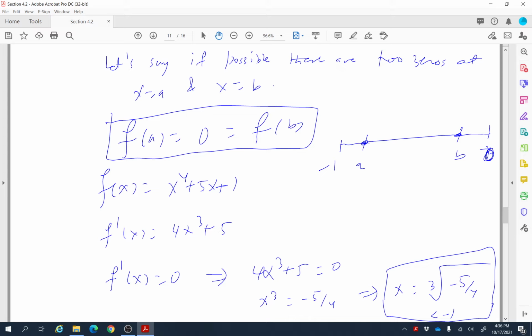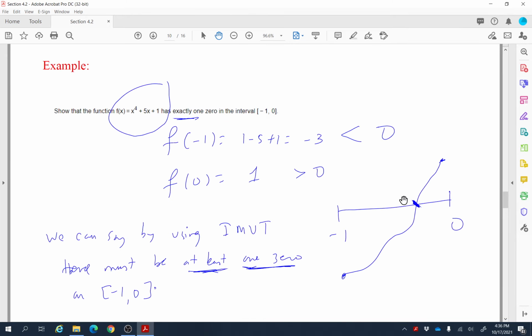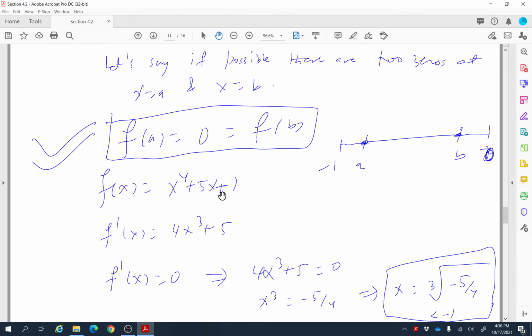So that false result we got is because of this assumption. We assumed that the value of the function at 2 different points is 0. That assumption was wrong. So what we can say now is there is exactly 1 zero, no more than 1 zero. We already knew by the intermediate value theorem that there is at least 1 zero. Now by doing this we can say there is exactly 1 zero, no more than 1 zero, because if there is more than 1 zero, then it gives us the contradiction here.